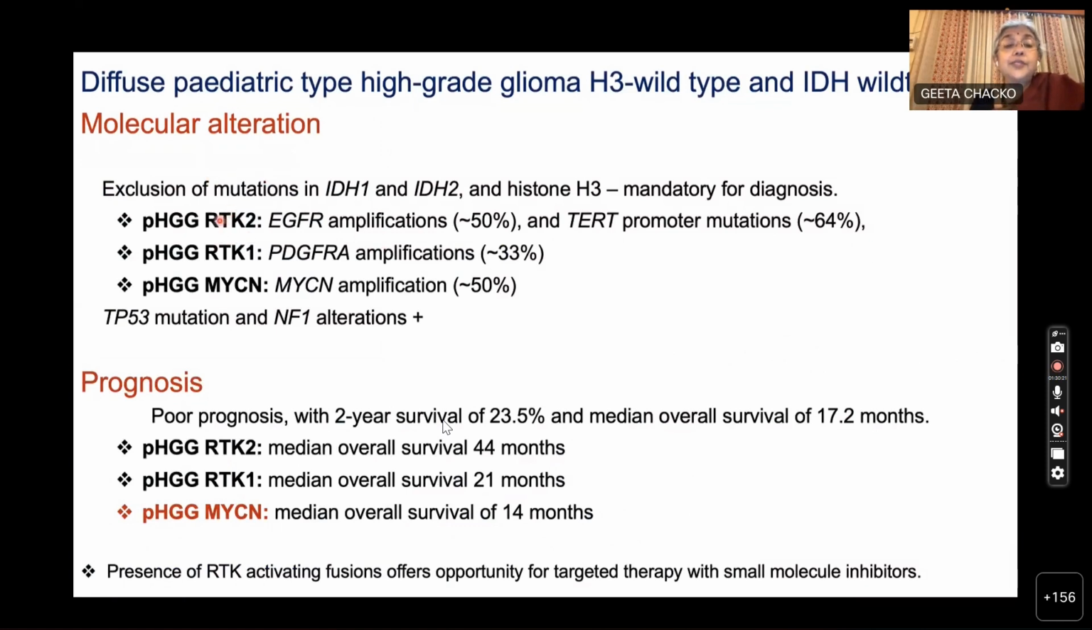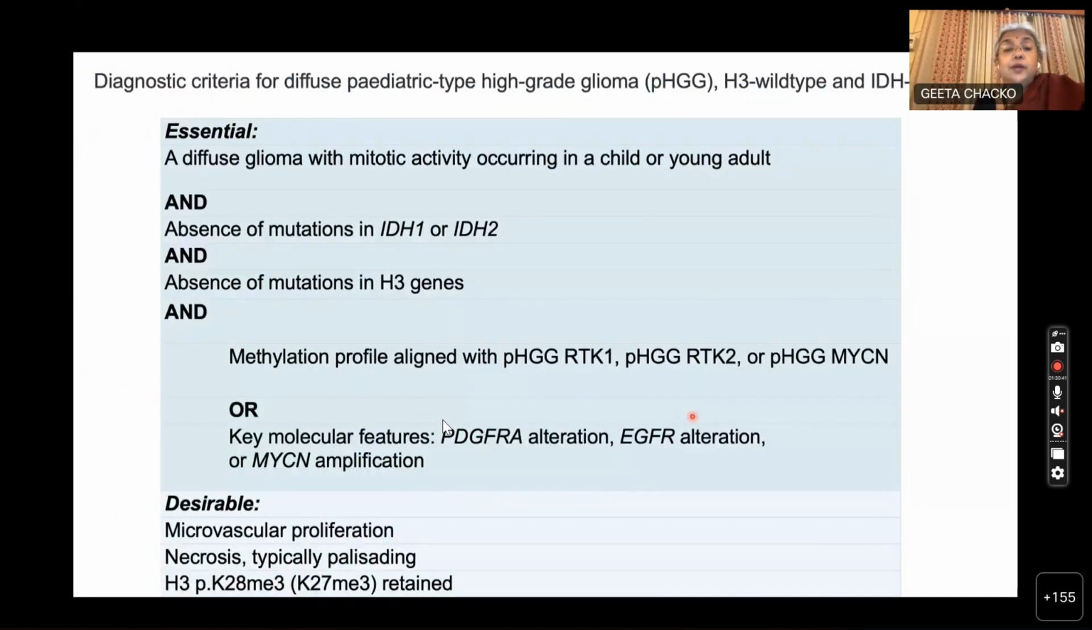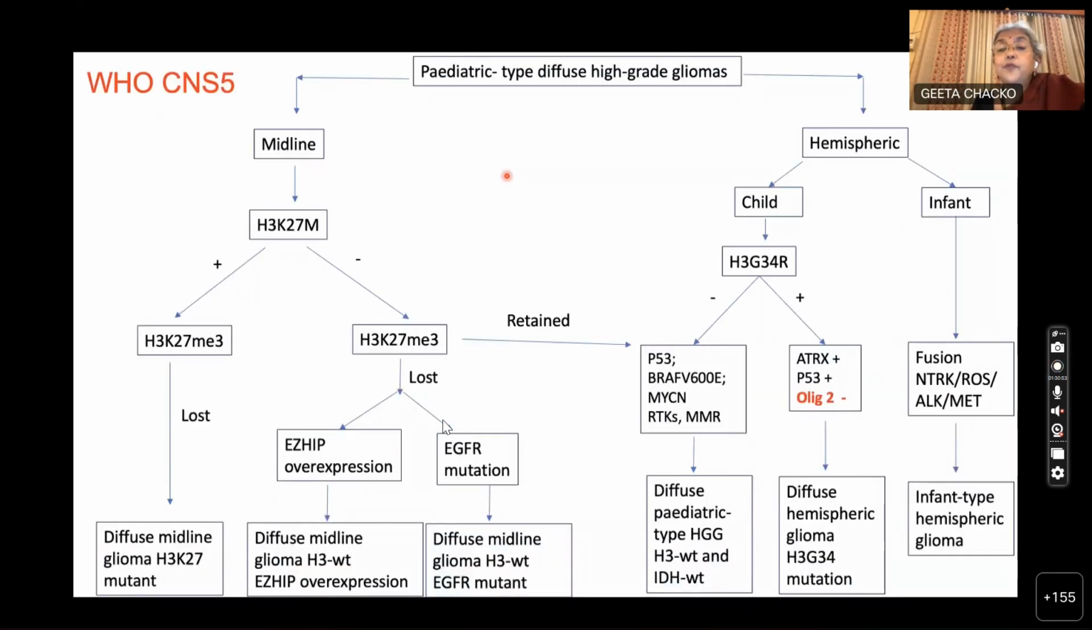And then for these three molecular subtypes, in RTK2, EGFR amplification is seen in almost 50%, or TERT promoter mutations. In RTK1, PDGFRA amplifications, and in the MYCN group, MYCN amplifications. And the importance of this is that they have a poor survival. So here again, you have to demonstrate IDH wild type status and H3 wild type status and prove one of these to make a definitive diagnosis of a diffuse high grade glioma.